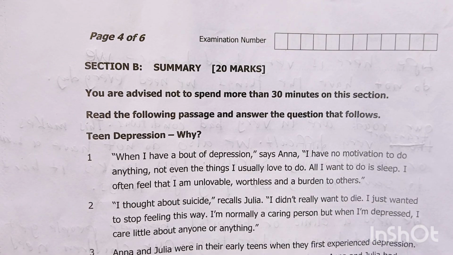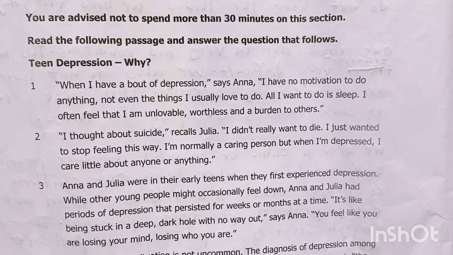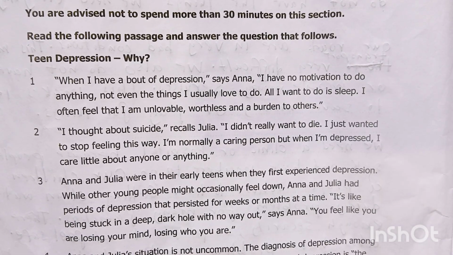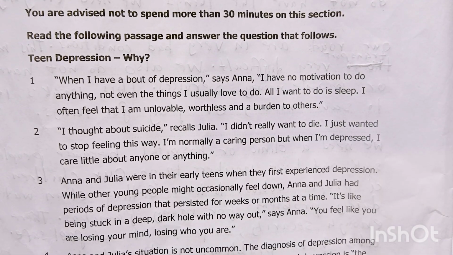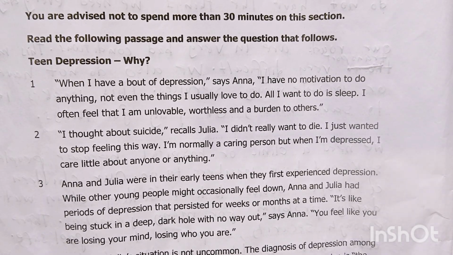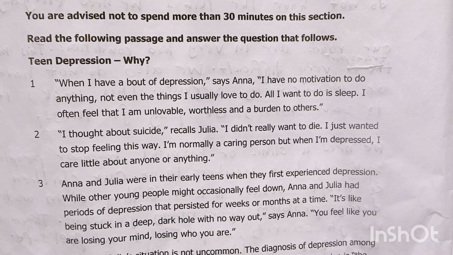Read the following passage and answer the question that follows. The title of this passage is Teen Depression: Why? The thing that you need to understand when you are writing a summary is that you have to just focus on the main points. You must always ignore all examples and explanations. You must always identify the key points by topic.